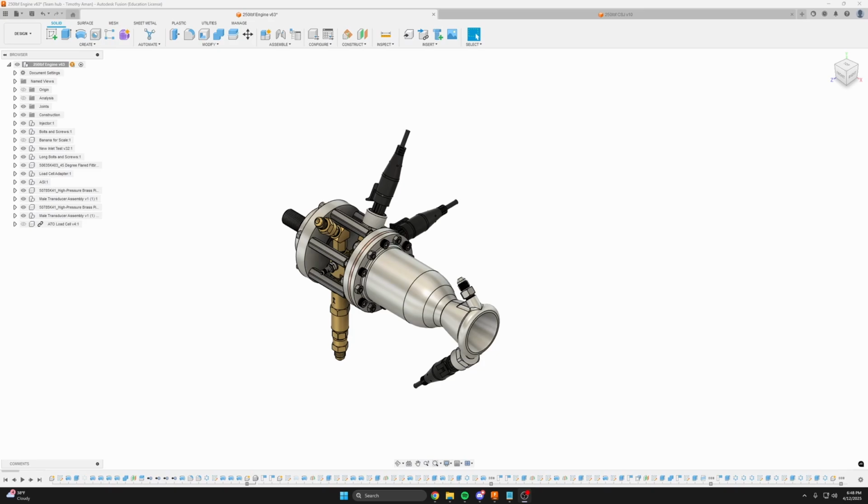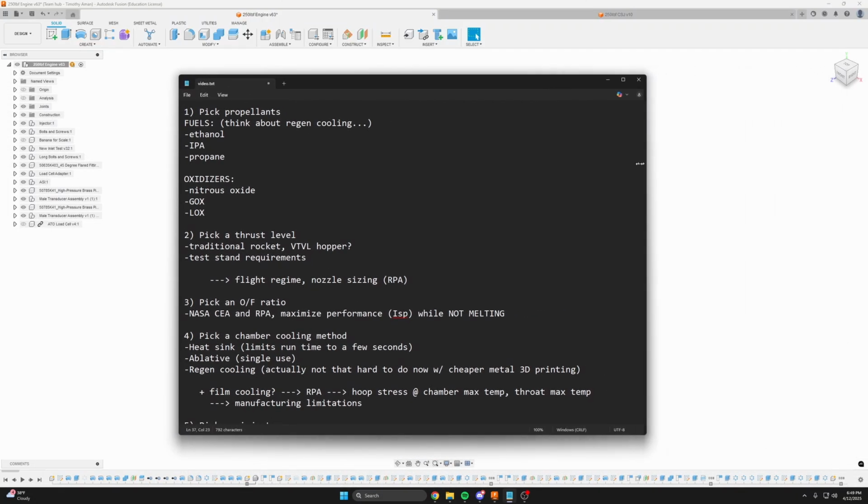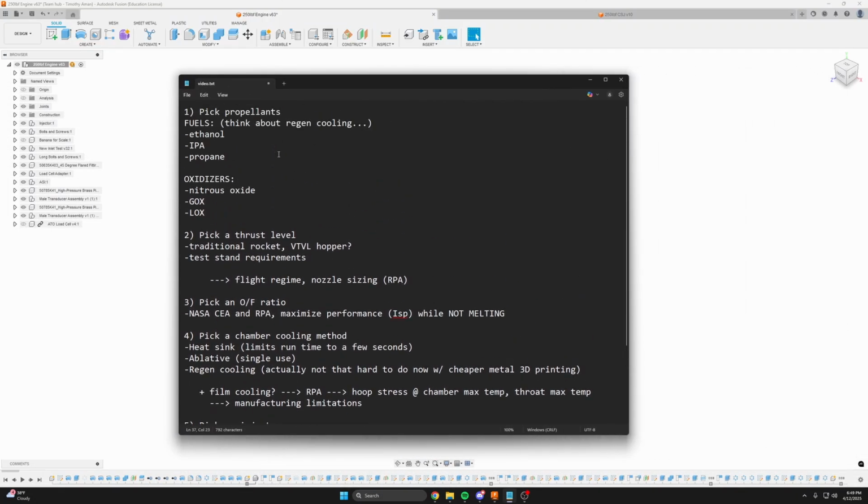Hello. In this video, I thought I would just go over this rocket engine that I've designed and we've mostly built now for my university's rocket club, as well as go over some of the basic steps along the process as you begin to design your own rocket engine. So I've kind of broken them down. Excuse the notepad, but these are the basic steps the way I thought about it.